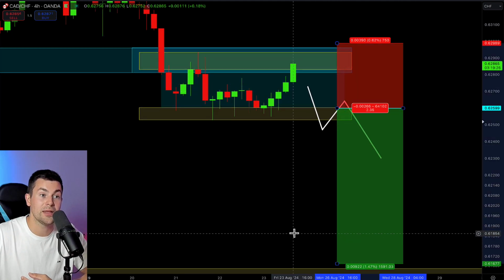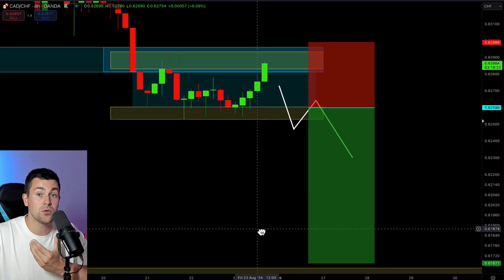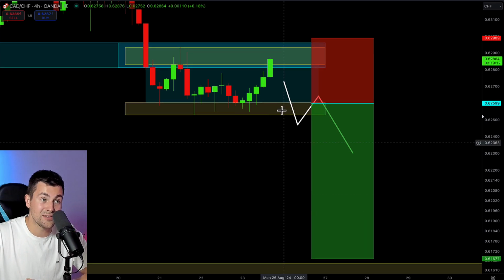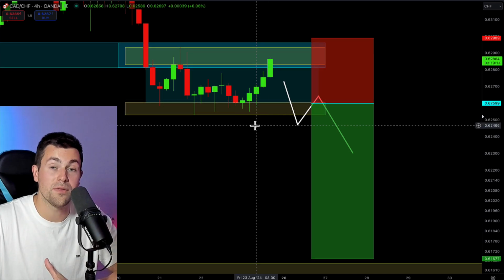You can see that we can have a very nice potential reward to risk ratio for the trade, and the only thing that we will need right here to confirm that setup is the breakout of the support of the range on the 4-hour time frame.